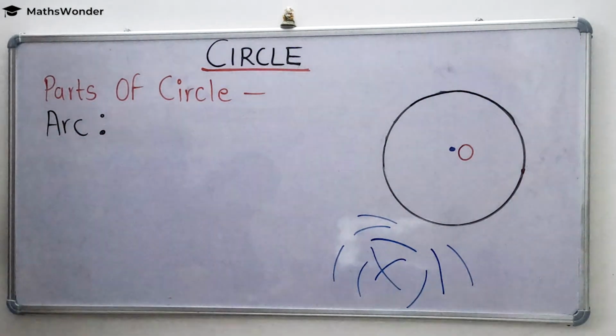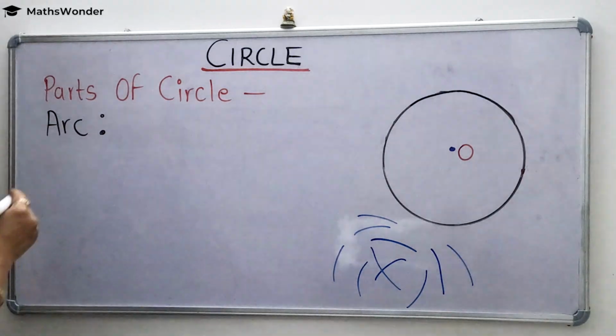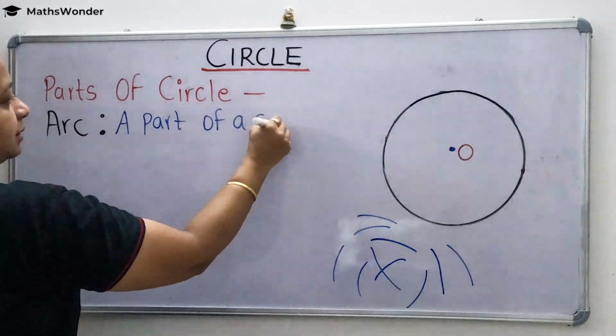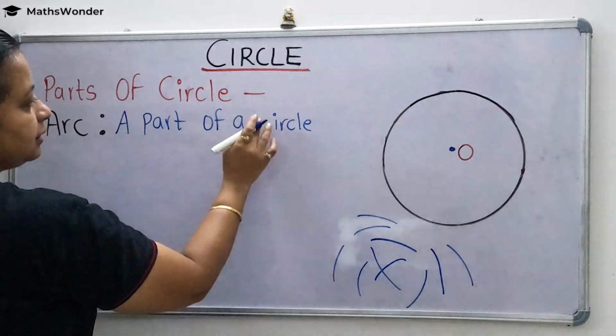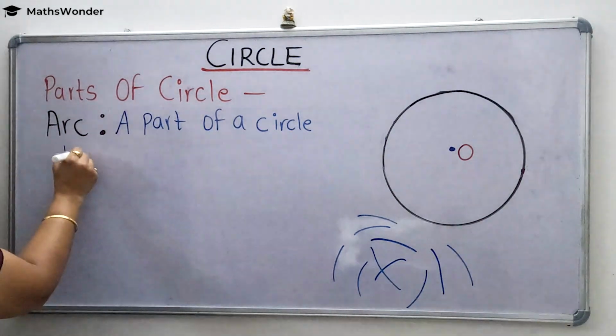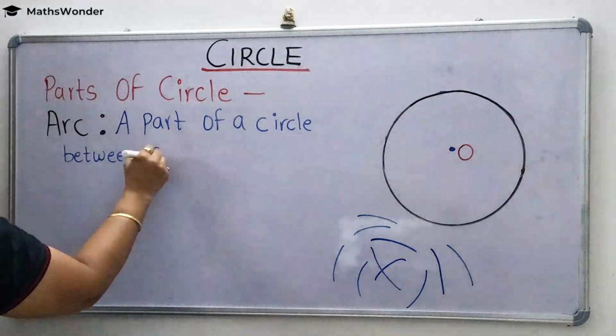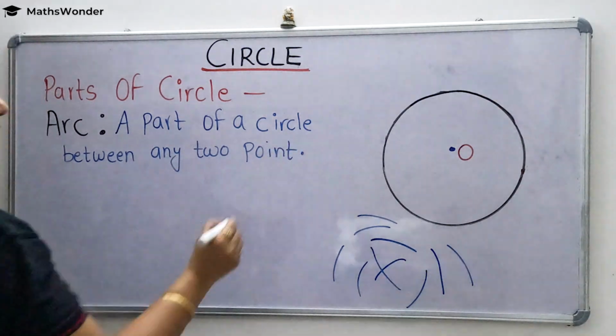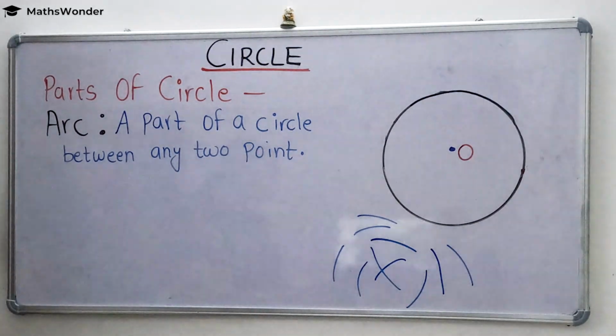So write down the definition first. An arc is a part of a circle between any 2 points. The continuous part of a circle between 2 points on it, we call an arc.